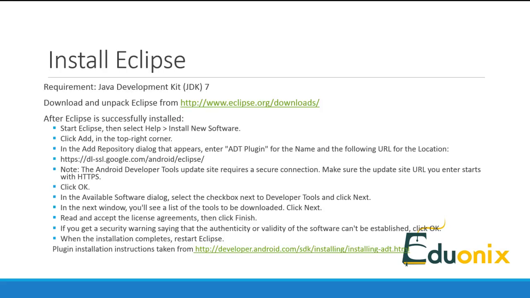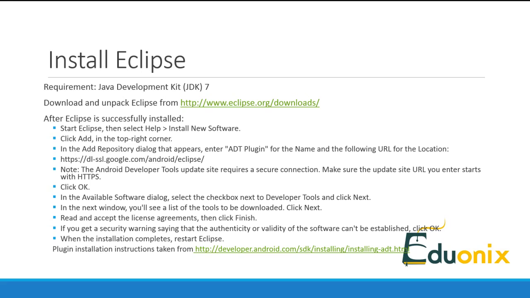In order to use Eclipse with the ADT plugin, we first need the required JDK 7 and to download and install Eclipse. After Eclipse is installed, we need to open the Help menu and select Install New Software. In the Work With field, we need to add the repository for the ADT plugin, which is https://dl-ssl.google.com/android/eclipse.